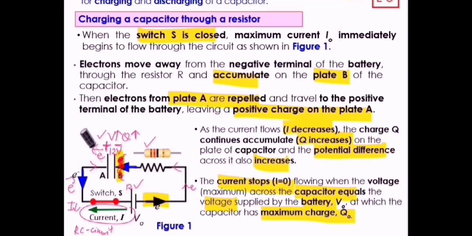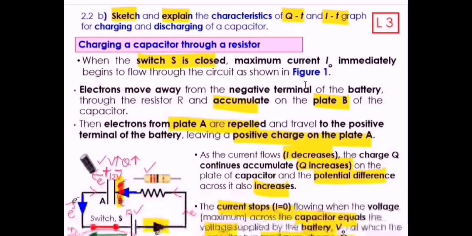So the current will keep decreasing and the capacitor will be charged. The capacitor is charging until it has a potential difference equal to the voltage supplied from the battery. So for example, we have 12 volts, then the potential difference will also be 12 volts, then the current would stop and the capacitor would be maximum charged. So this is how the charging process occurs for the capacitor.